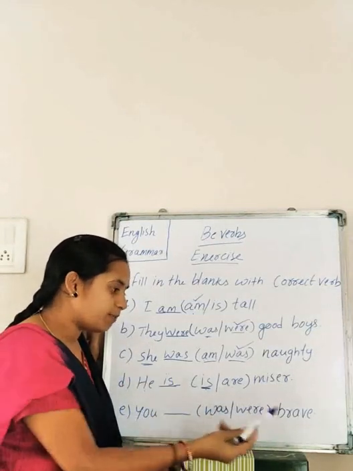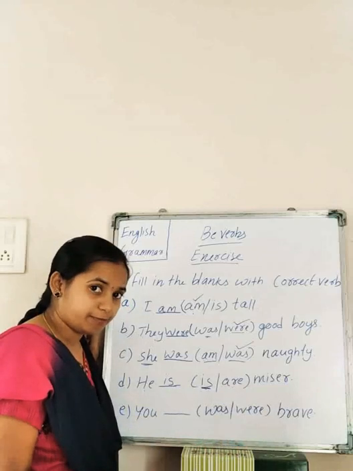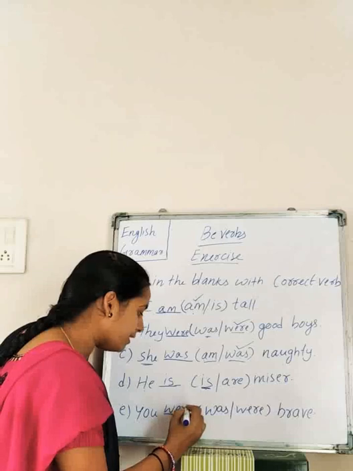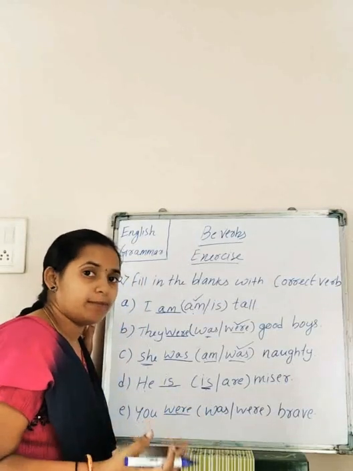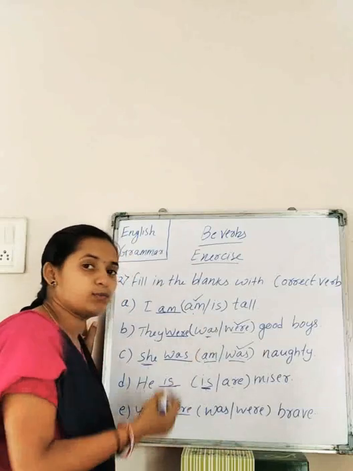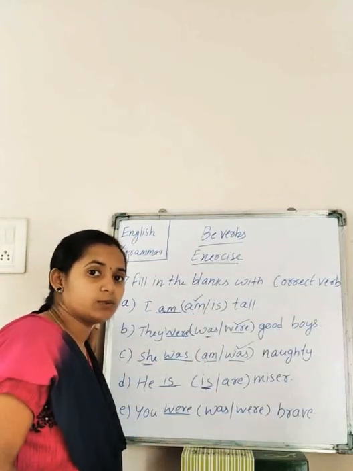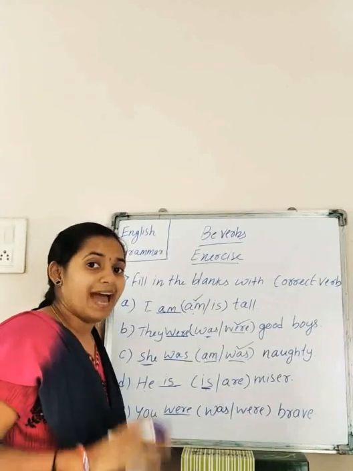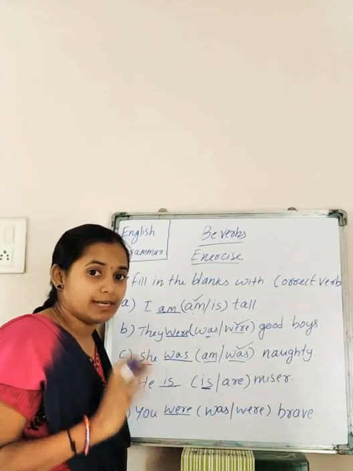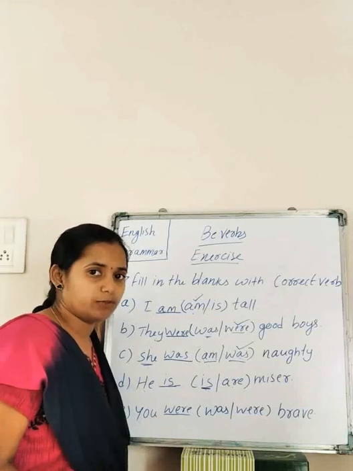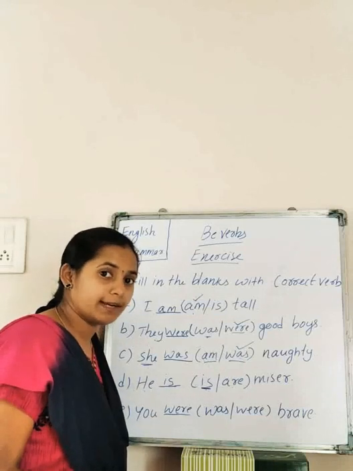You was brave or you were brave. You were brave, right? So always are and were can be used with you. Yes, so this is the correct one. Hope you understood this one. So next we will move to has, have, had, that is the have forms of verbs, and modal verbs and do forms of verbs in the next class. Okay, kids? Bye.